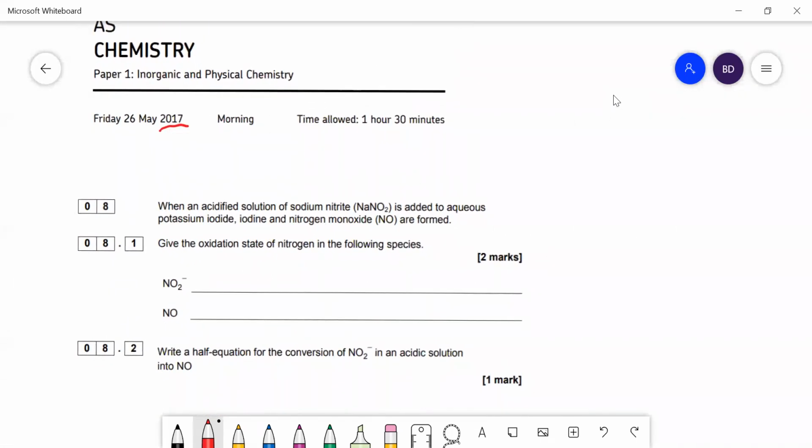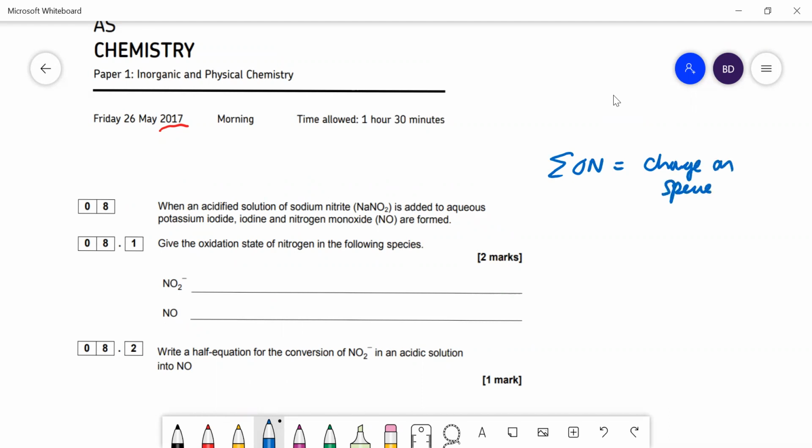Right, when acidified solution of sodium nitrite is added to aqueous potassium iodide, iodine and nitrogen monoxide are formed. Give the oxidation state of nitrogen in the following species. So we're going to use this: the sum of the oxidation numbers is equal to the charge on the species.